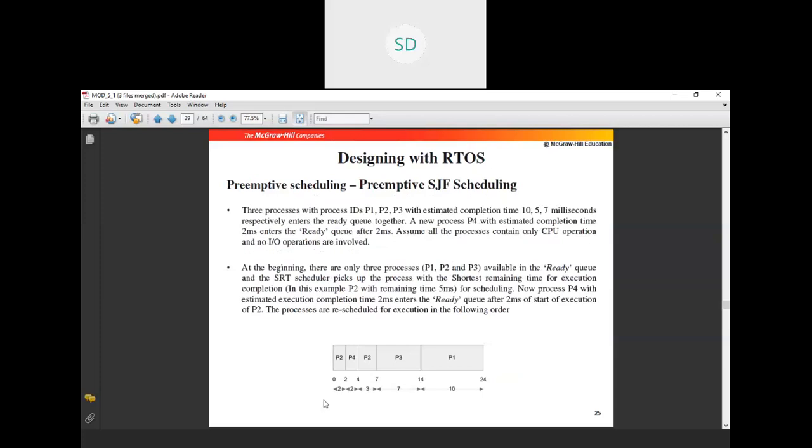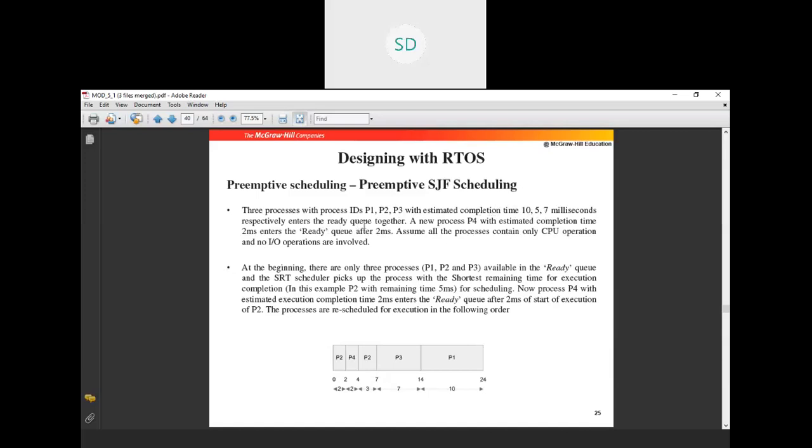We'll just go through the program. Possibly you can work it out. You can expect some problems under this particular topic. For example, we'll assume that there are three processes with process IDs P1, P2, and P3, with estimated completion times of 10, 5, 7 milliseconds, which enter the ready queue together.